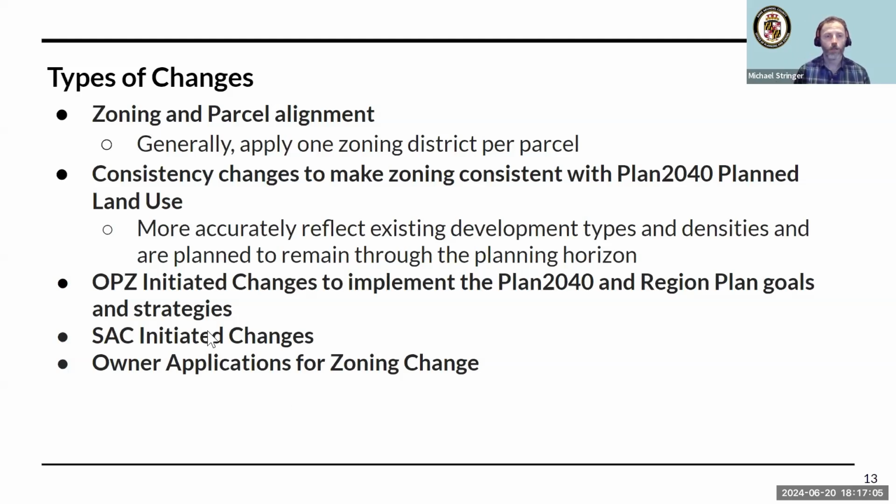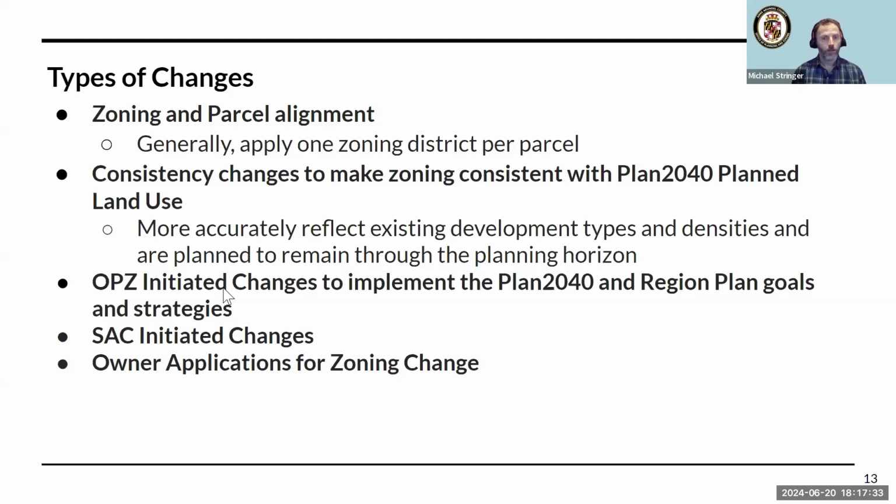We're also looking to make things consistent with Plan 2040, the General Development Plan. That includes a planned land use map that sets a broader policy for how we want to see development in the county. Since that was reviewed by the public and adopted by the county council, and we're required by state law for the zoning to be consistent with the planned land use map, we need to update the zoning to make sure it matches planned land use.